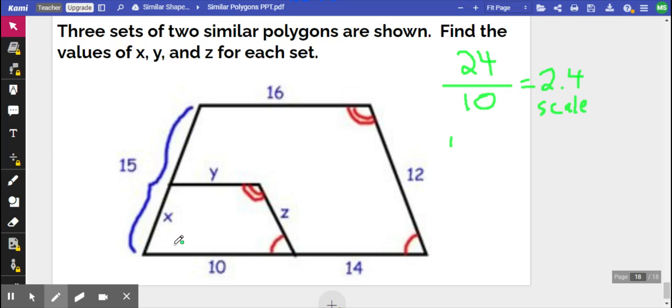So I can just do 15 divided by 2.4 and get that x is 6.25. And then I would do 16 divided by 2.4 and get 6.6 repeating. And then finally, I can do 12 divided by 2.4 and get that z is going to be equal to 5.